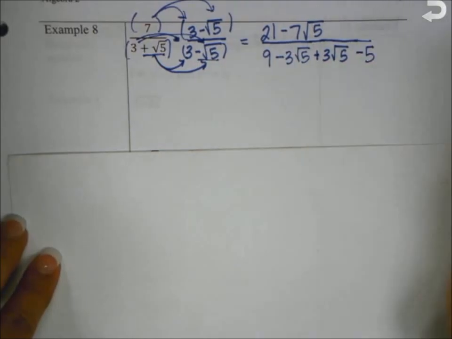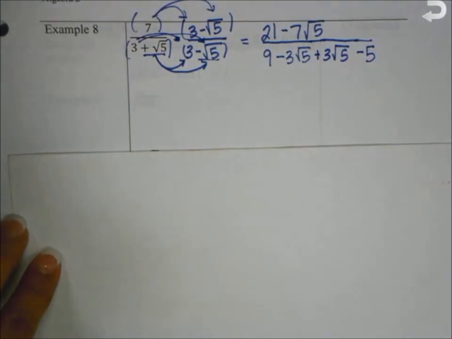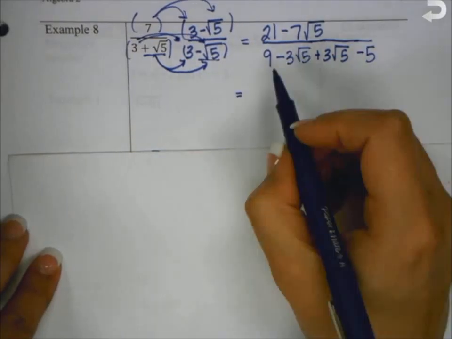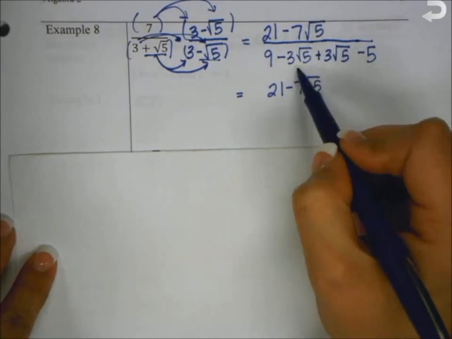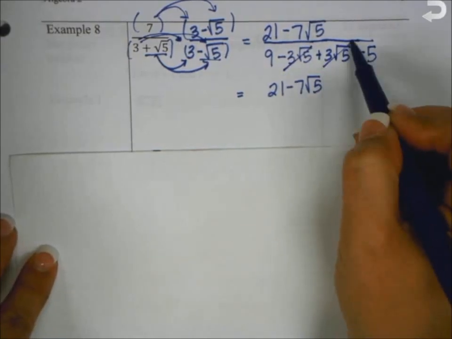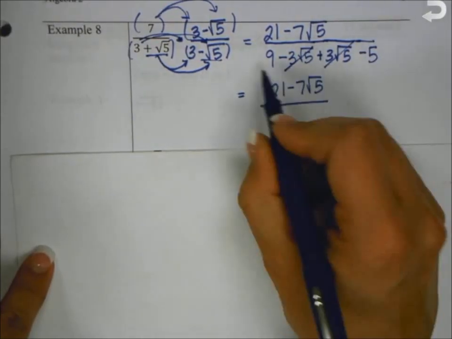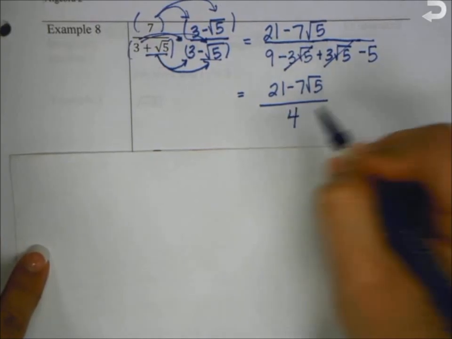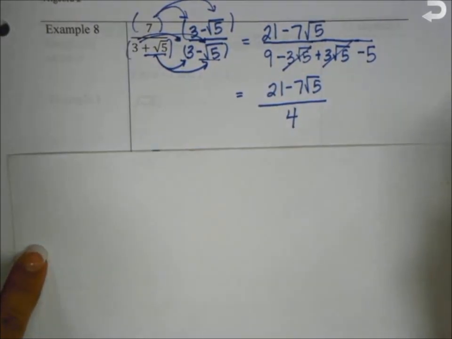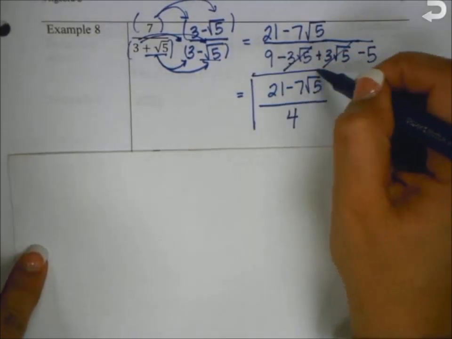You just FOILed the bottom? We just FOILed the bottom. And then let's simplify this. 21 minus 7 square root 5. And then we have negative 3 root 5 plus 3 root 5. What happens there? They cancel. So what's left in the denominator? 9 minus 5, which is 4. Can't cancel it. Does anything simplify here? Nope. So we are done. So multiplying by the conjugate gets rid of that middle term when we FOIL it out.